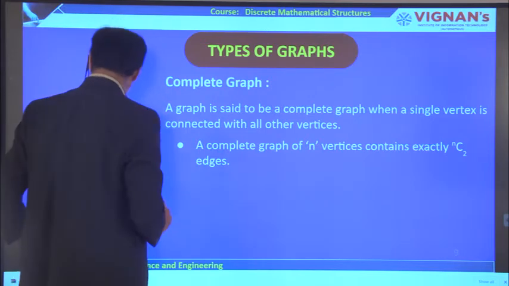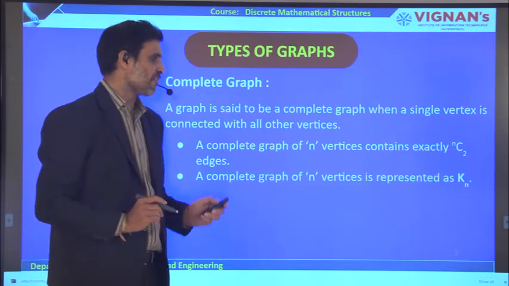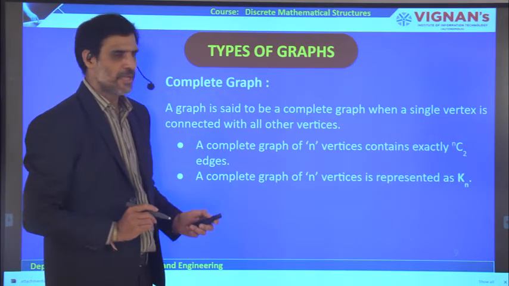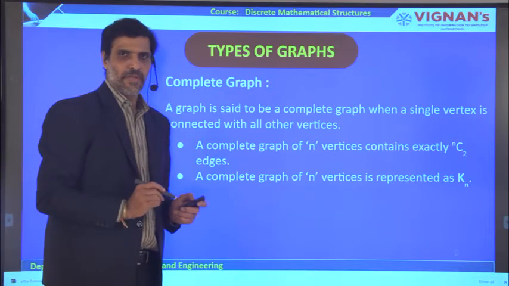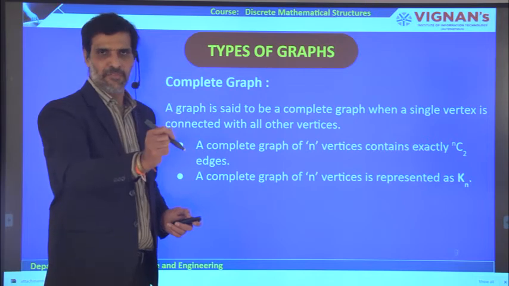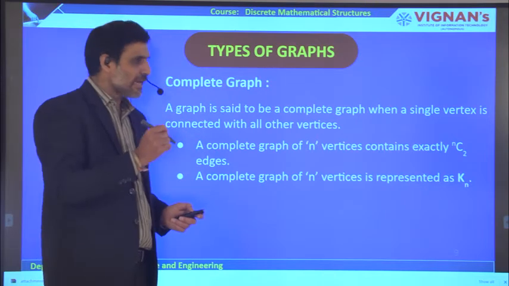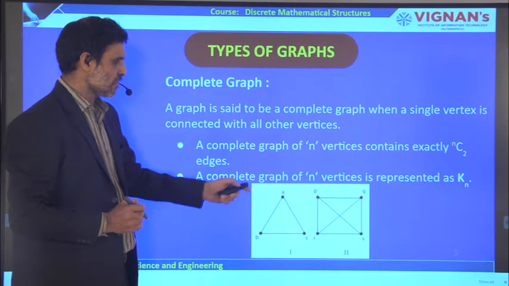Just now we have taken that. Otherwise, let us go through the next property. A complete graph of n vertices is represented by Kn, K suffix n. In the previous case we discussed the regular graph, the k-regular graph. So here in Kn, n indicates what? The number of vertices.